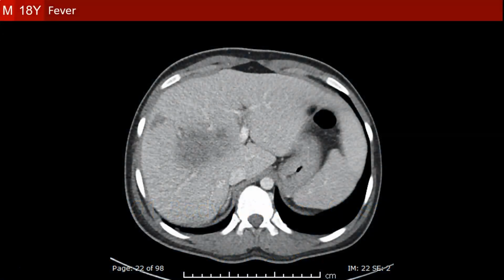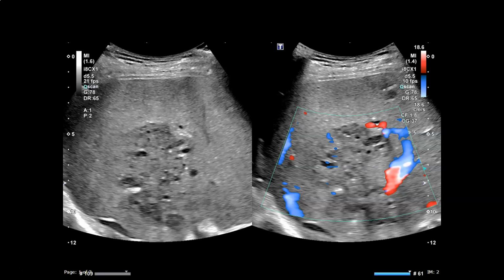The CT showed focal liver lesions consistent, in view of the fever, with liver abscess. Ultrasound was also consistent with liver abscess. The lesion has more solid components than cystic components. This is well known in the early liver abscess.